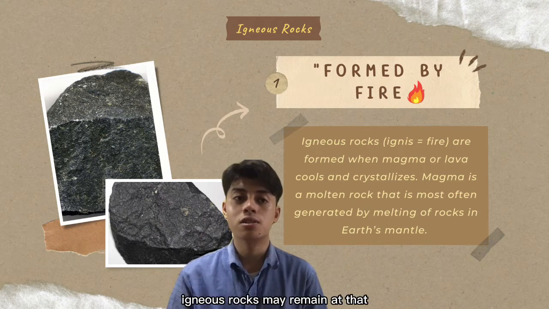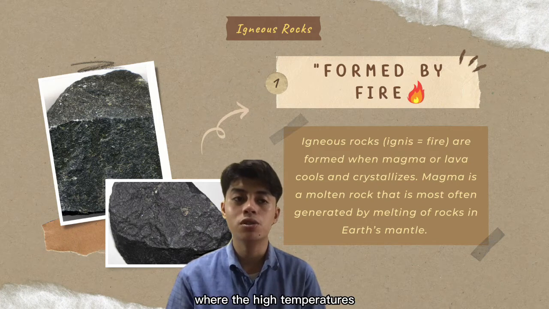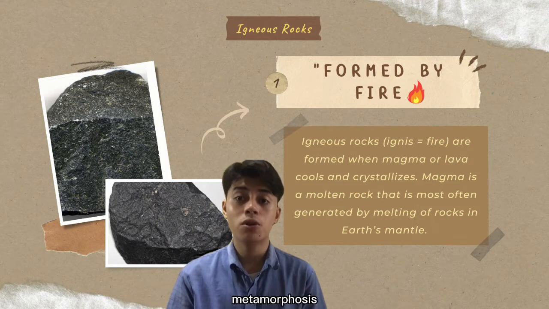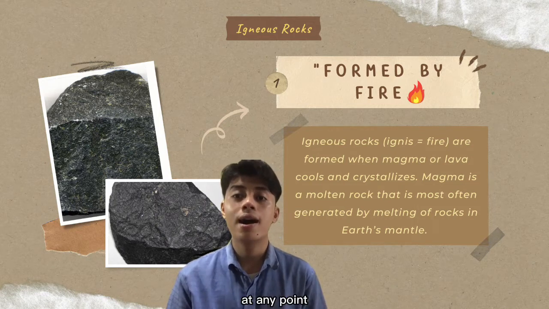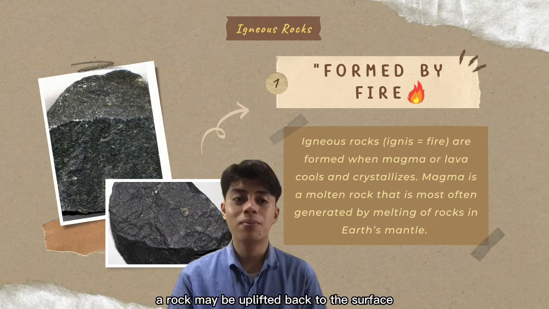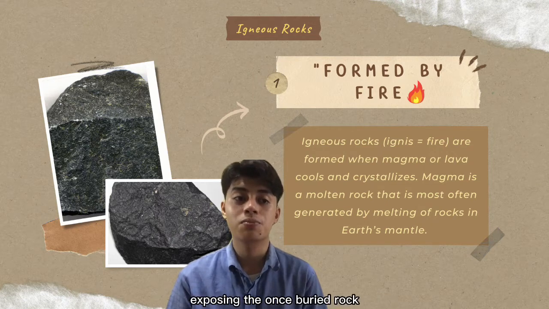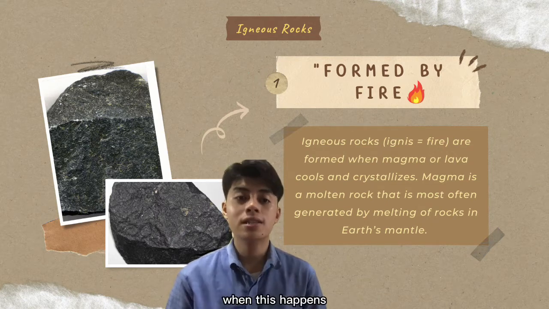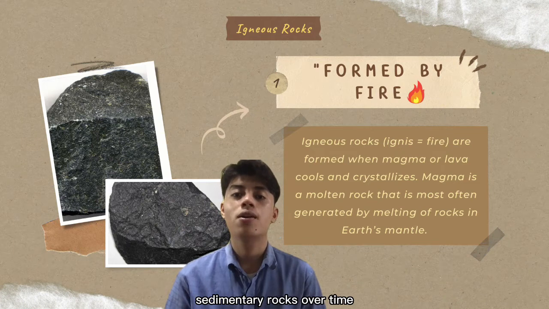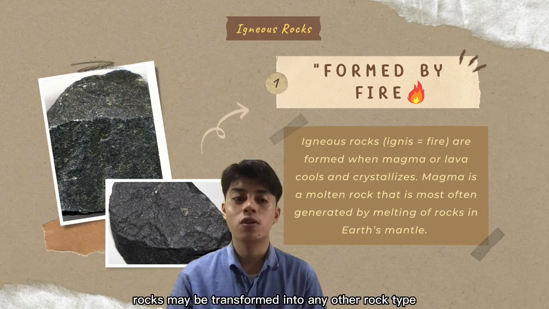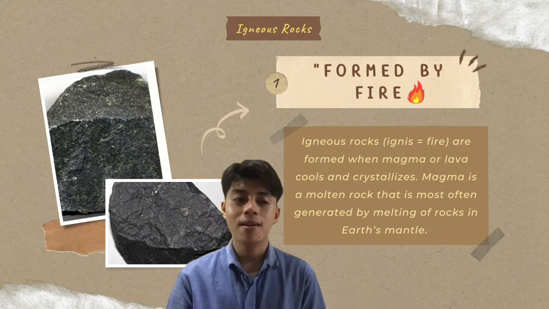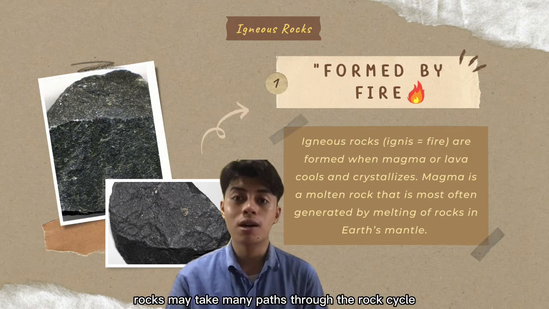Alternatively, igneous rocks may remain at depth, where the high temperatures and forces associated with mountain building may metamorphose or even melt them. At any point during its history, a rock may be uplifted back to the surface where it is exposed again. When this happens, the material becomes new raw material for sedimentary rocks. Over time, rocks may be transformed into any other rock type, or even into a different form of the original type. Rocks may take many paths through the rock cycle.